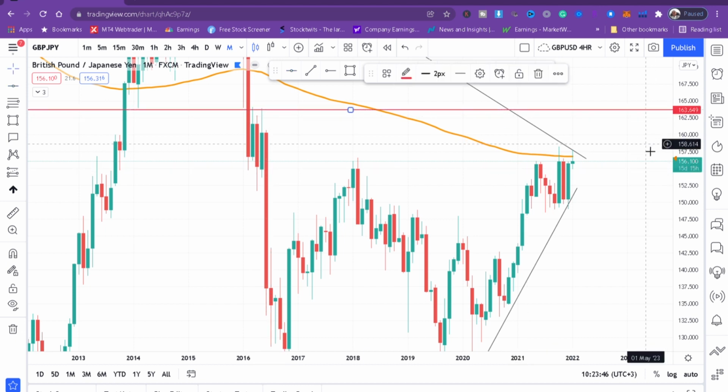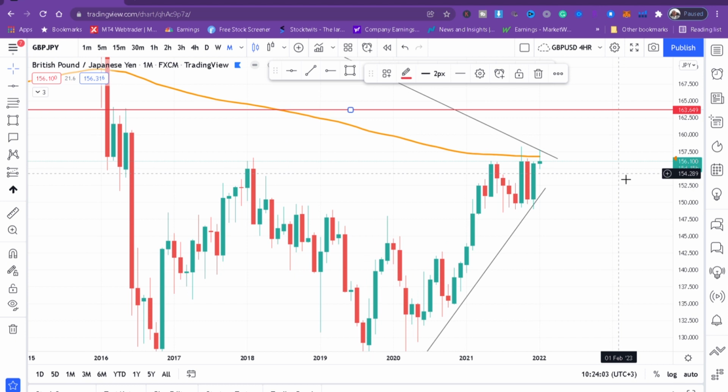So are you ready to get involved in a market that can go to 163? Already the price is at 156. Are you ready to try to sell off a market that has chances to go higher? It's so possible. This market can go to 163. And the reason why I'm saying that is because it has retested.